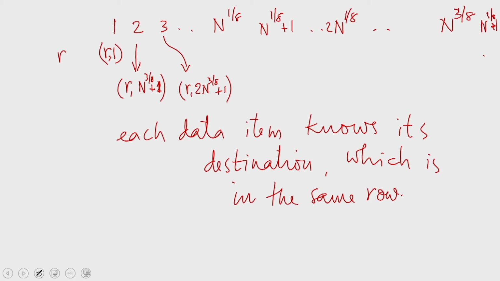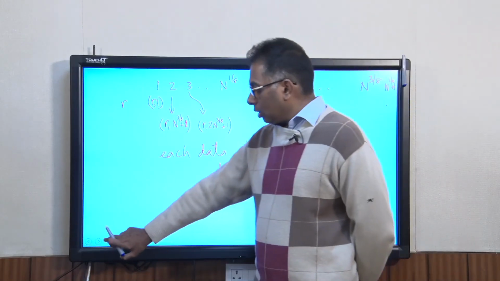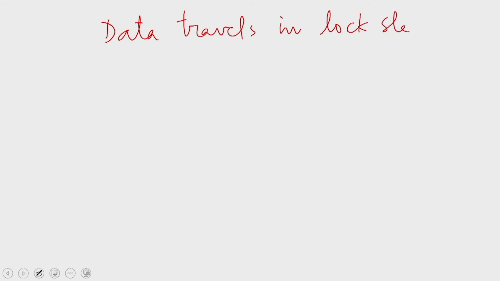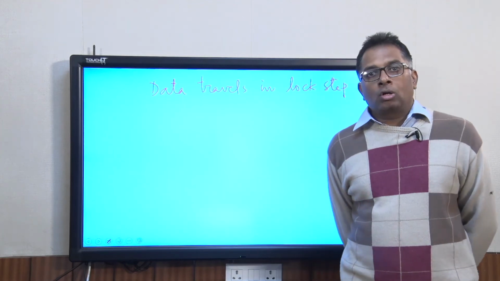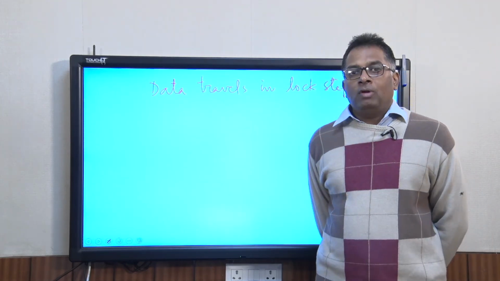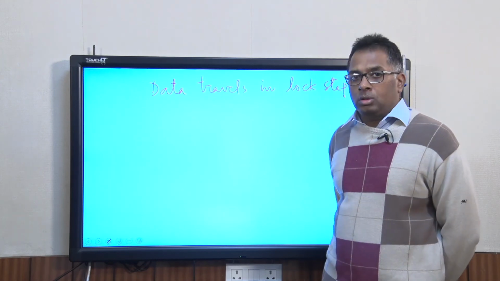Then all the data has to do is to just up and go. The data will start walking in lockstep. Imagine that the data travels in lockstep. Some of the data will be traveling from the left to the right, the rest will be traveling from the right to the left. Of course, some elements are not going anywhere, like the elements of the first column. The rest of the data will be traveling either to the left or to the right.